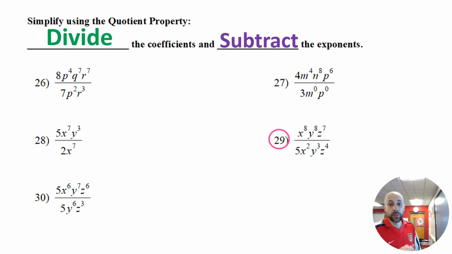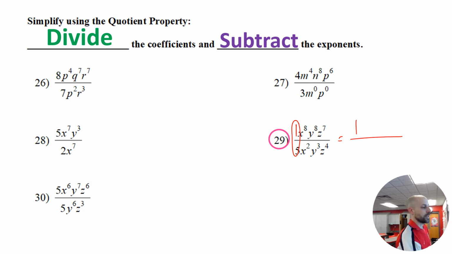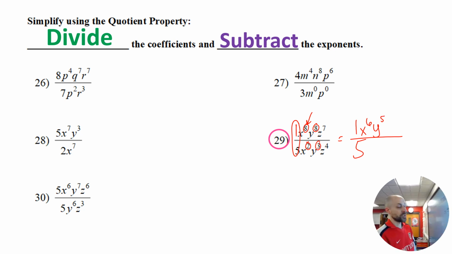So let's take a look at one more example from the quotient property, and that is number 29. So we are taking a look at dividing, and when we're dividing, we take a look at the coefficients and divide them if we can, which in this case, 1 over 5 does not divide evenly. And then we look at the exponents of the same bases and we subtract them. So 8 minus 2 is 6. That x to the power of 6 goes in the numerator where the larger exponent was. Same for the y's. Y to the power of 8 and y to the power of 3. 8 minus 3 is 5. So y to the 5th power.